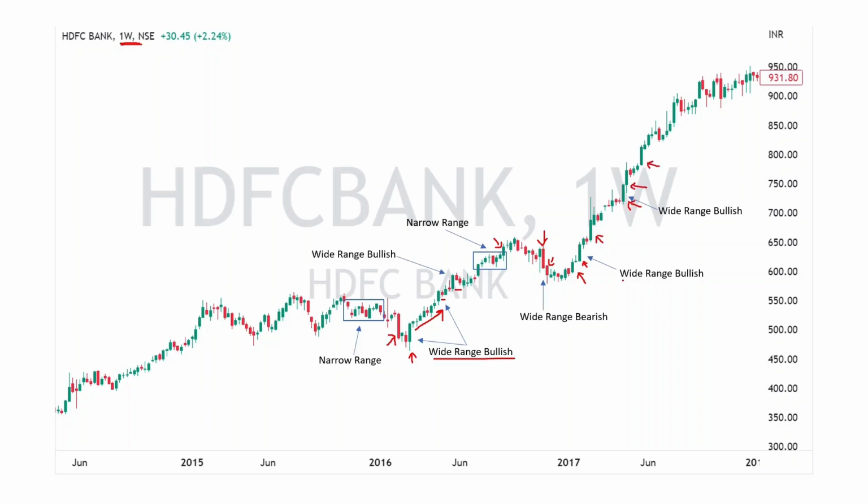So basically wide range candles lead to movement of price, either up or down, whereas narrow range candles, like this, tend to keep price in a state of balance. That's why it's very important for us to learn how to identify wide range candles and how to distinguish between narrow range and wide range candles.